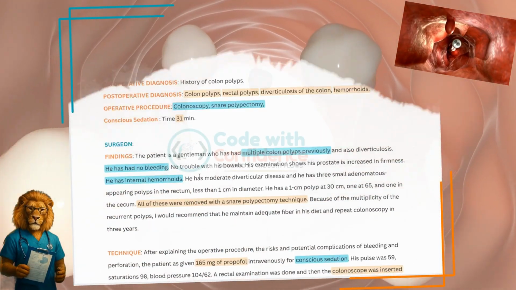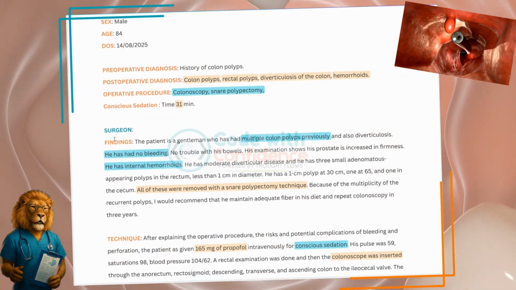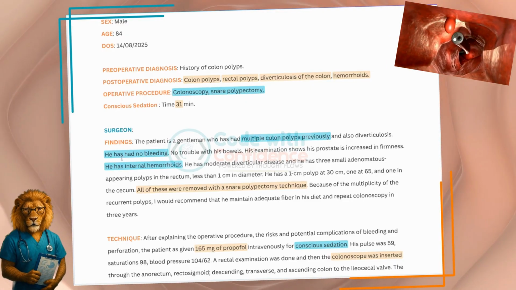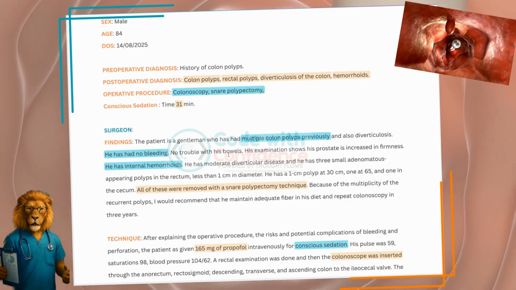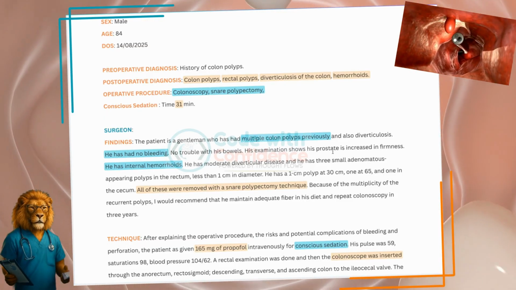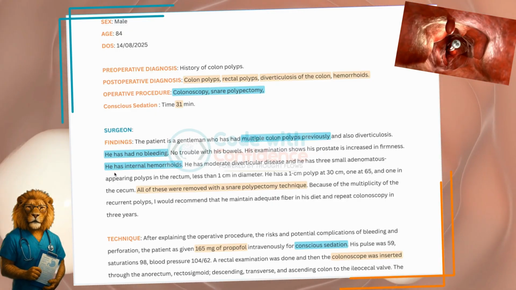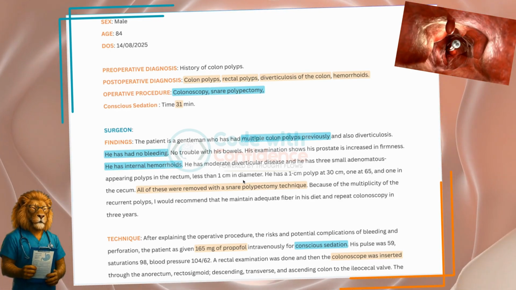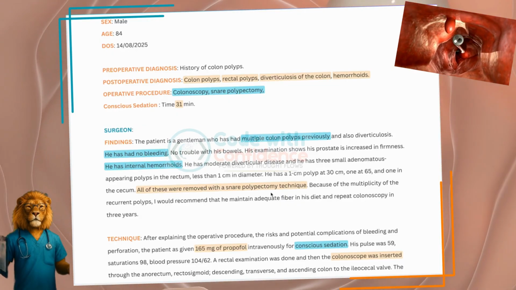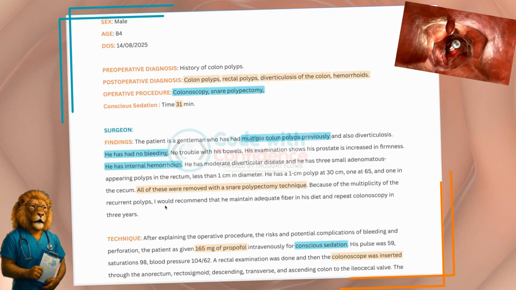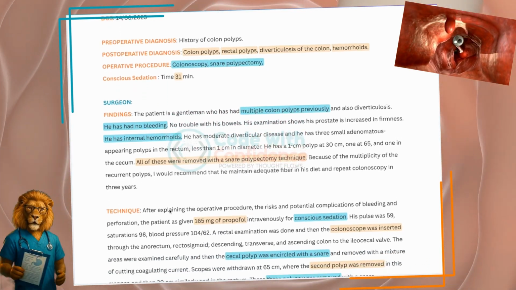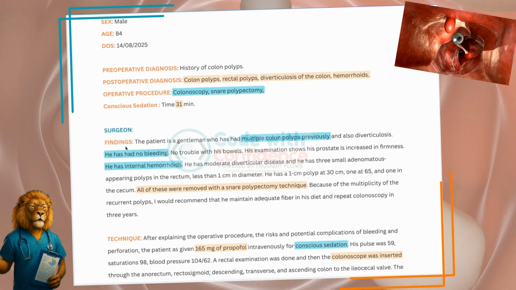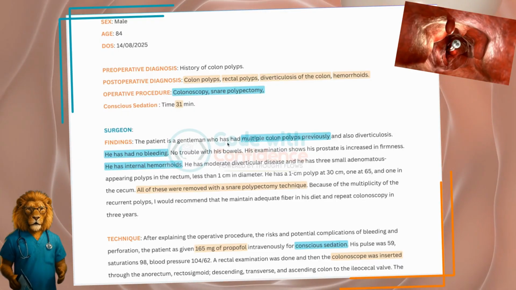Now, let's look at the operating findings documented by the surgeon. The chart notes that the patient has a history of multiple colon polyps and diverticulosis. On examination, the prostate was found and internal hemorrhoids were present, and moderate diverticular disease was observed. Three small adenomatous appearing polyps were found in the rectum, each less than 1 centimeter in diameter. Additional polyps were found, one at 30 centimeter, one at 65 centimeter, and another in the cecum. These findings are very important because they confirm the extent of the disease, multiple locations with polyps, the clinical justification for the procedure.